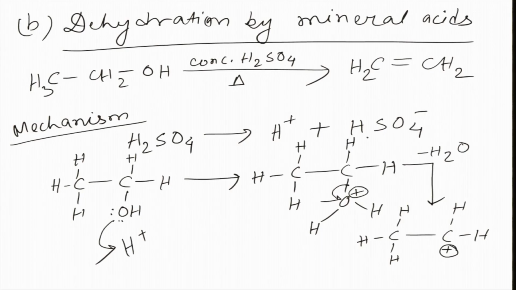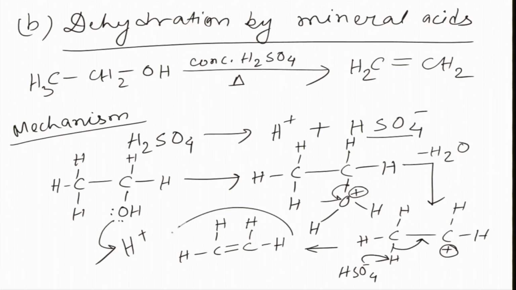Now, there is HSO4 minus in the system. So, HSO4 minus will take this hydrogen, this bond will break and the electrons will come here and form a pi bond. So, ethene molecule is formed. So, this is the reaction mechanism for dehydration of alcohols by concentrated H2SO4.